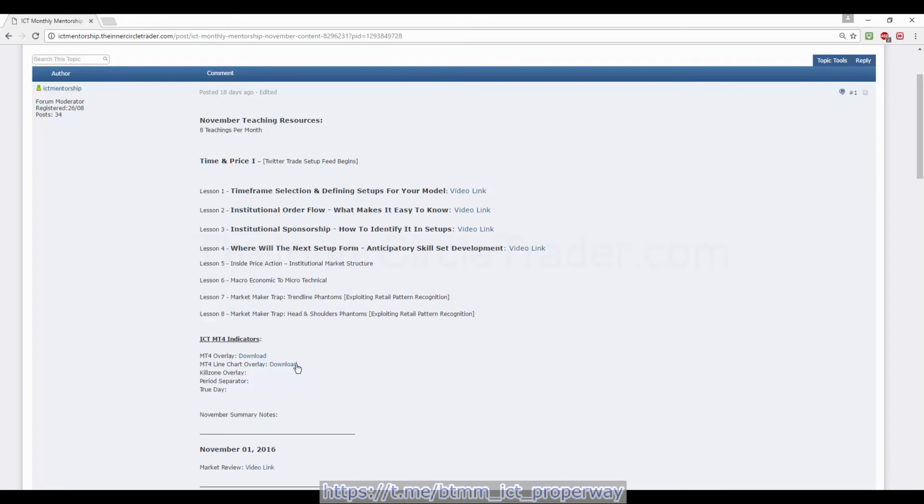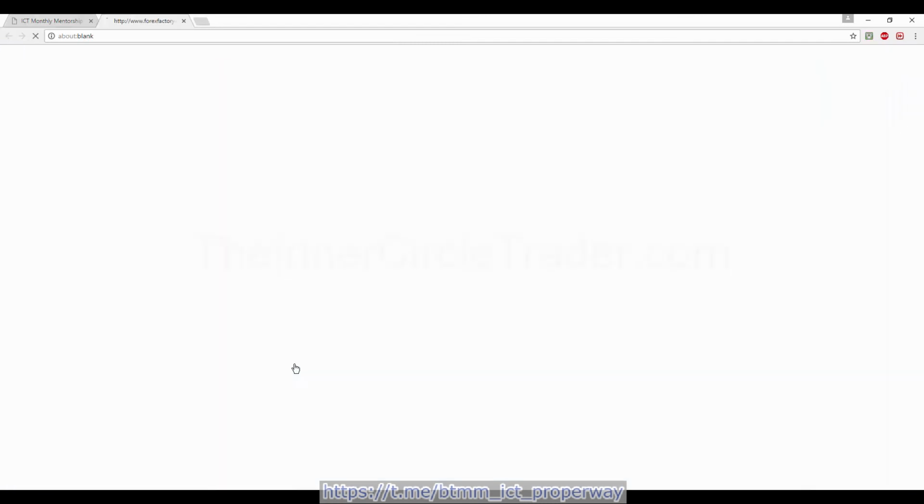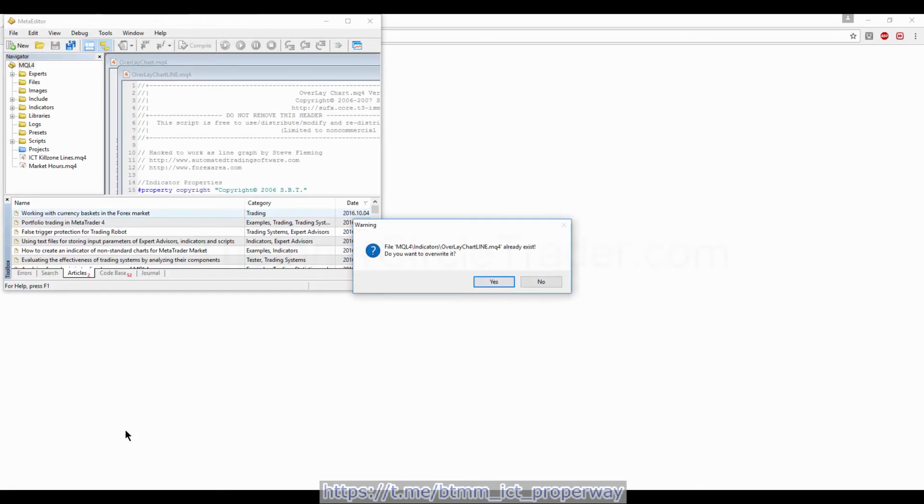So what we're going to do is click on the link, the MT4 line chart overlay. By clicking on that, it's giving you a download prompt over here. You're going to click on that, and you're going to click on Open while you have MT4 open. And what that'll do is open up your editor. Since I already downloaded it, I'm just going to say yes, I want to overwrite it.